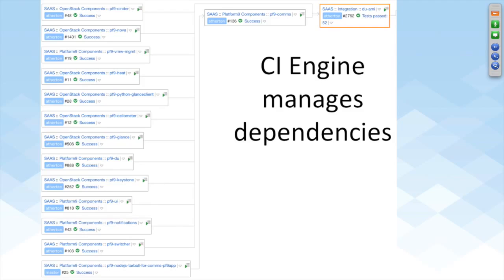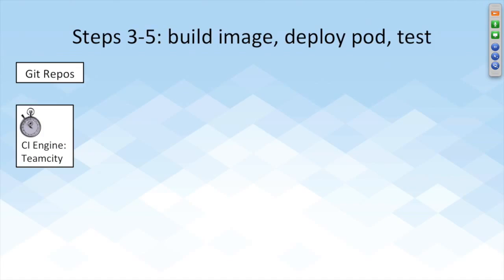And if your CI engine or product or tool is any good, it should allow you to express these dependencies. And luckily for us, TeamCity does a very good job. And what I've shown here is a graph that shows you the flow from the dependent components into the final product build, which is shown in the upper right corner, which we call the DU AMI build. Okay? So let's see in detail how that works.